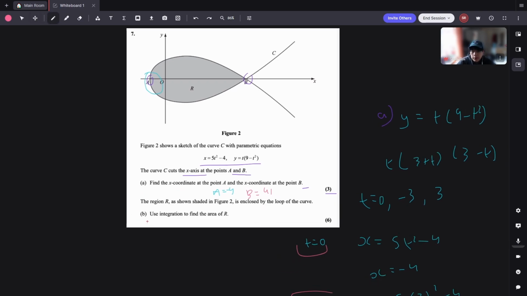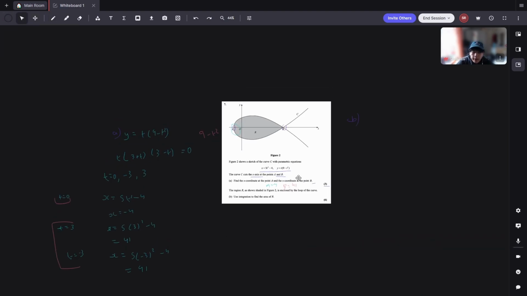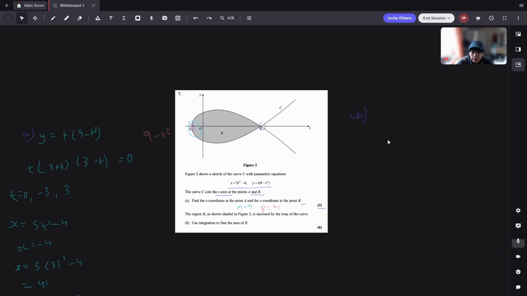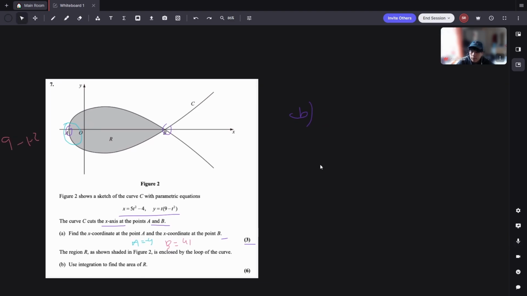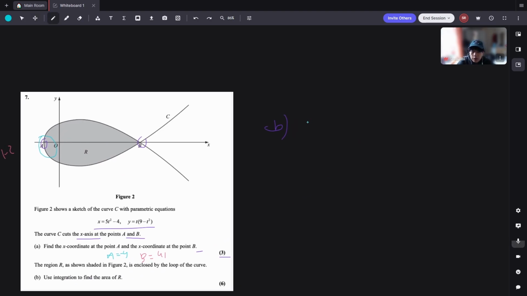So part B, we need to use integration to find the area of R enclosed by this loop here. We found the two values of A and B. The region R as shown shaded in figure 2 is enclosed by the loop of the curve, so it's this whole thing here. So you need to use integration to find the area of R. First of all, what do we need to do? We need to find dx/dt.